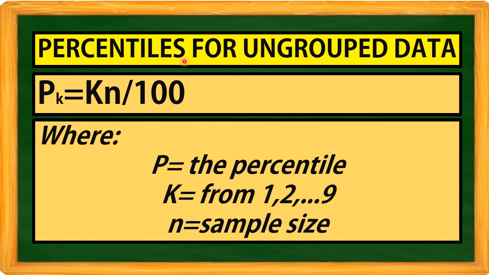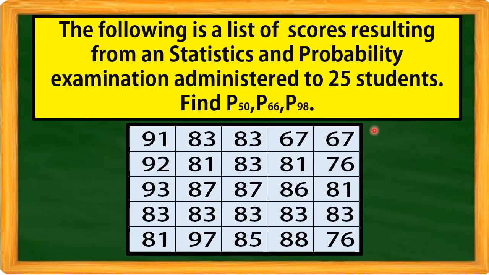Next is the percentiles for ungrouped data. So, p sub k is equal to kn divide 100 as the constant. Constant po yung 100 sa formula ng percentile. So, where p is the percentile, k is from 1 to 99, and n is equal to the sample size. So, we are going to use again this situation po with 25 students as the sample size in finding the percentile 50, percentile 66, and percentile 98.